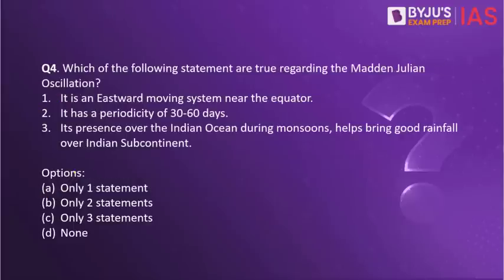The next question is, which of the following statements are true regarding the Madden-Julian oscillation? It is an eastward moving system near the equator. It has a periodicity of 30 to 60 days. Its presence over the Indian Ocean during monsoons helps bring good rainfall over the Indian subcontinent.